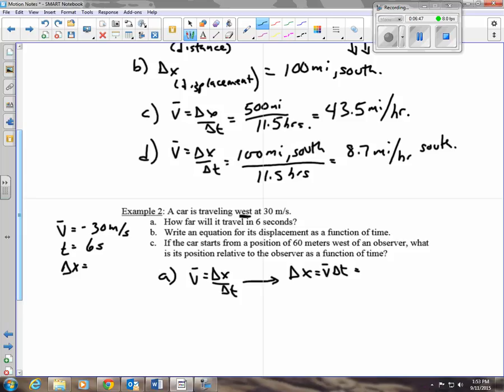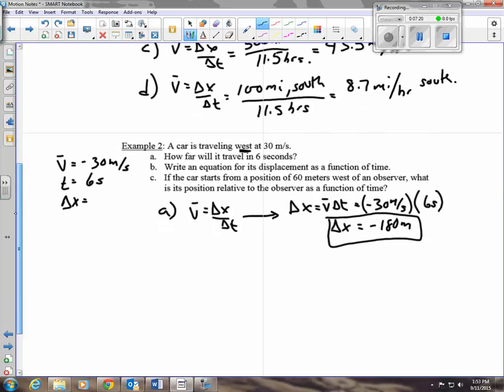Now, I'm going to plug the values in. My average velocity is minus 30 meters per second, and the time is 6 seconds. I did that partly because I wanted to see what happens with the units. I have meters over seconds times seconds. Seconds are canceling, I'm left with meters. I get minus 180 meters. What does the minus mean? It means west. So the question says how far, okay? I could answer that with just 180 because it didn't really talk about direction.